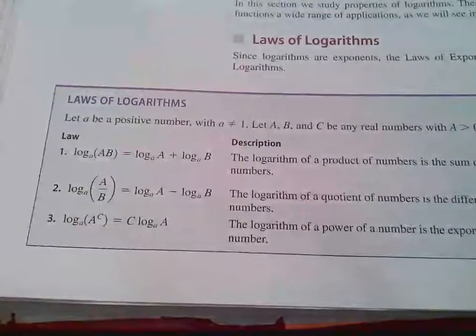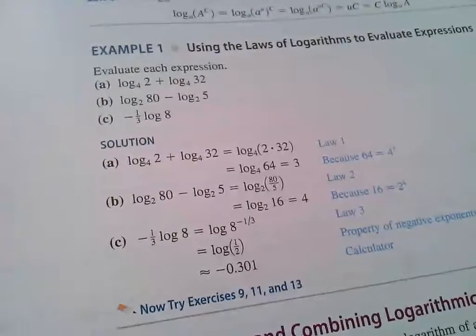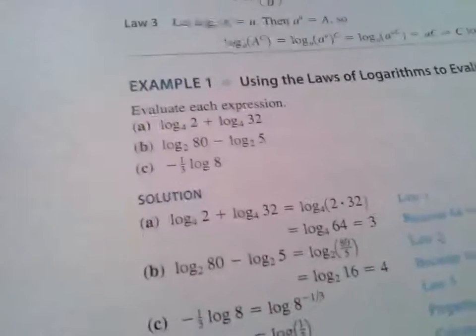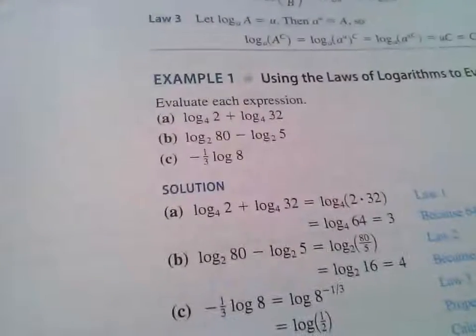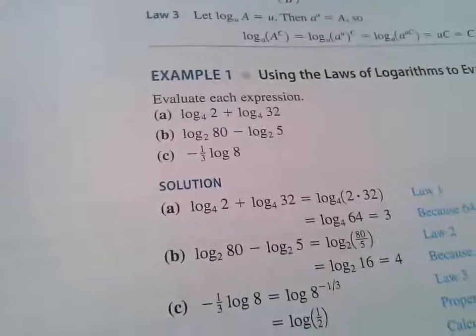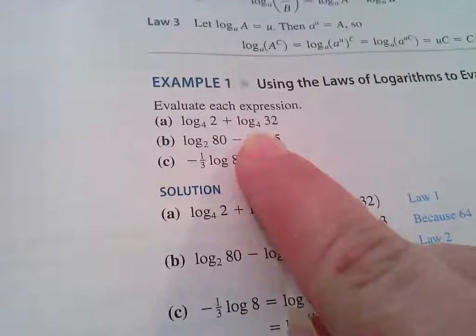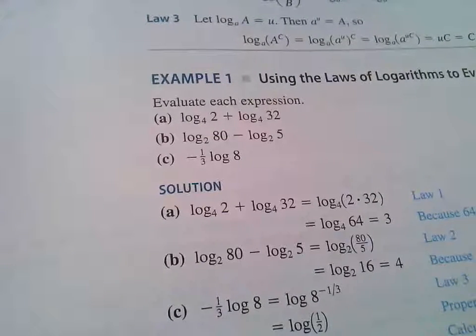So let's look at these with some numbers, okay, instead of just letters. So we're not going to prove any of these. We're just going to use them, okay? All right, so I'll put the calculator to the side because we don't need it at this time. But let's say we've got log base 4 of 2 plus log base 4 of 32. Now, this thing I'm about to show you only works if their bases are the same, okay? If their bases are not the same, then you can't do anything unless they're natural logs or a base 10, a common log.